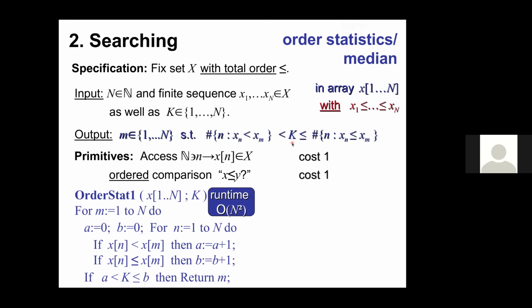Basically, you are given a number and output an index in this array, so that there are a given number of smaller elements and a given number of larger elements. Sometimes I want an xm where there are few smaller elements and many larger elements, or sometimes the other way around. This is what this k captures in this problem.